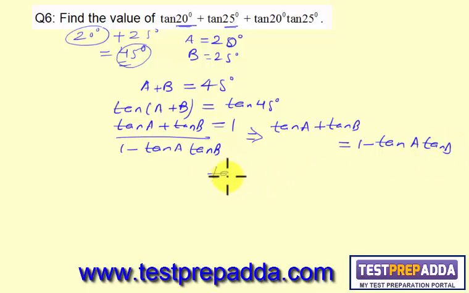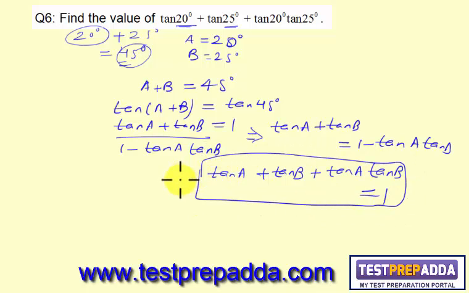So what is the result? Tan A plus tan B plus tan A into tan B comes as 1. A very special identity when A plus B is equal to 45. So even if you don't know the values of tan 20 degree and tan 25 degree, we are able to get the answer of this question, and that comes equal to 1. Got it? Now I'll take another question here.